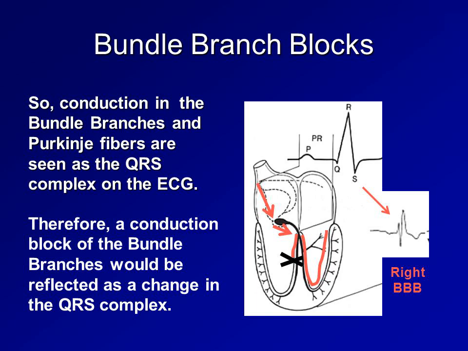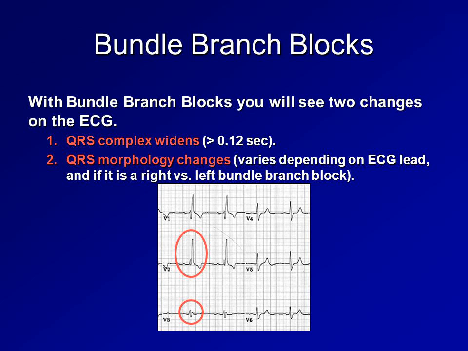Bundle branch blocks. Conduction in the bundle branches and Purkinje fibers is seen as the QRS complex on the ECG. Therefore, a conduction block of the bundle branches would be reflected as a change in the QRS complex. With bundle branch blocks you will see two changes on the ECG. The QRS complex widens, greater than 0.12 seconds. The QRS morphology changes, varying depending on the ECG lead and whether it is a right versus left bundle branch block.